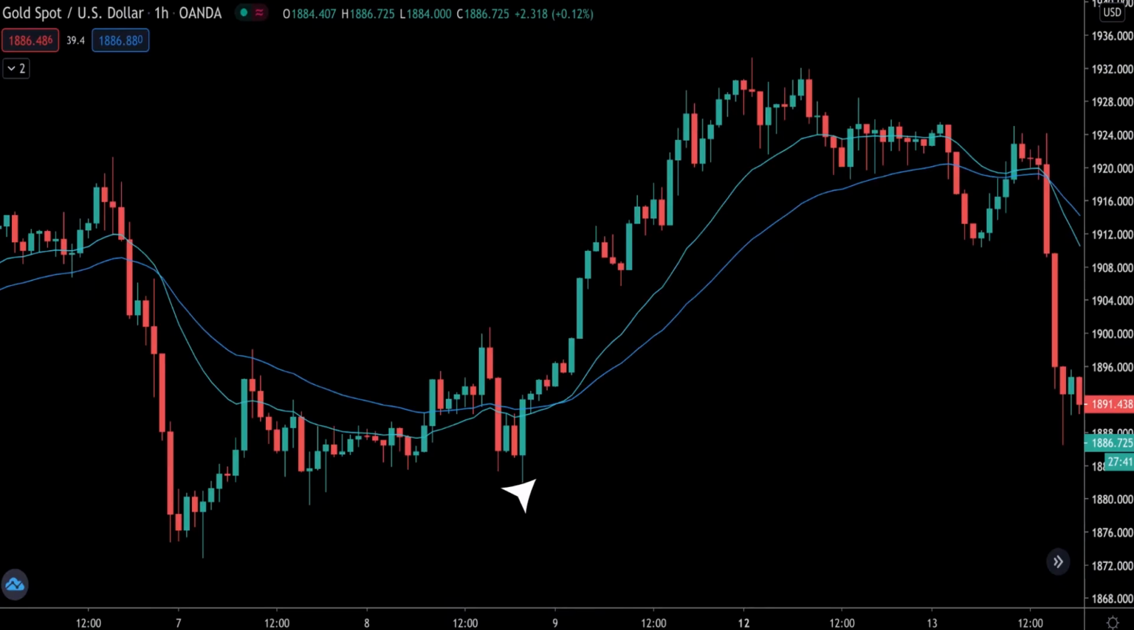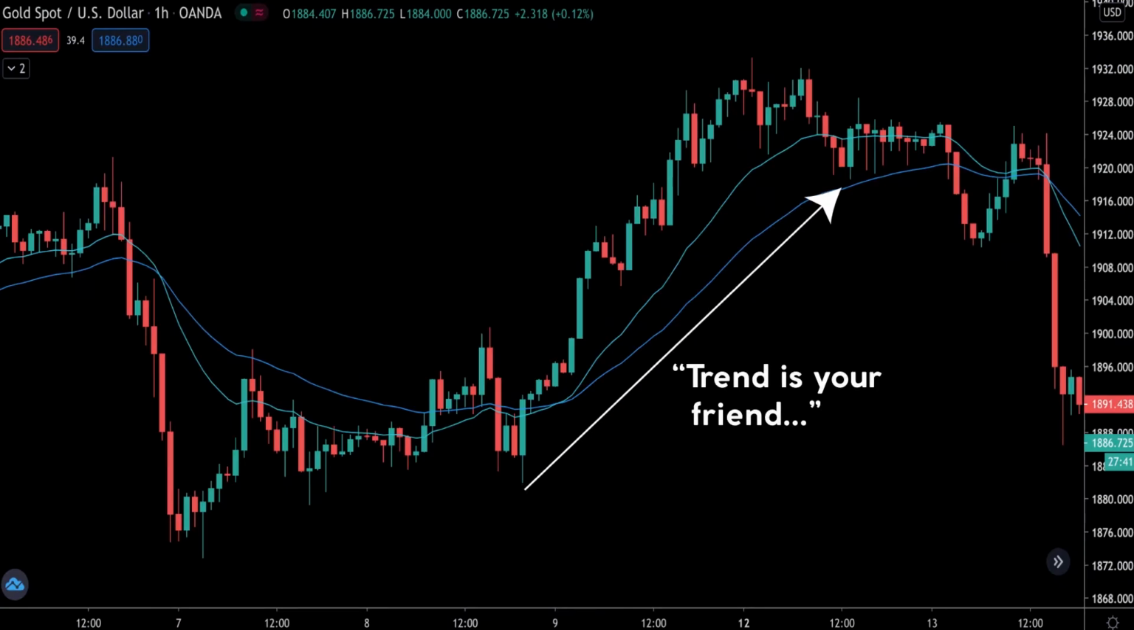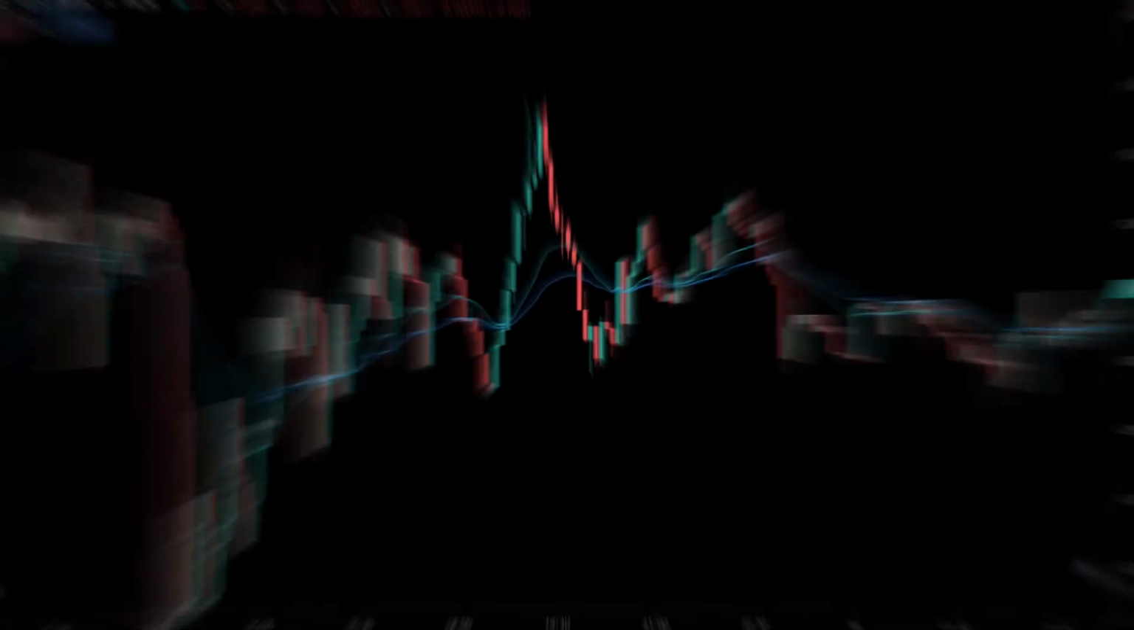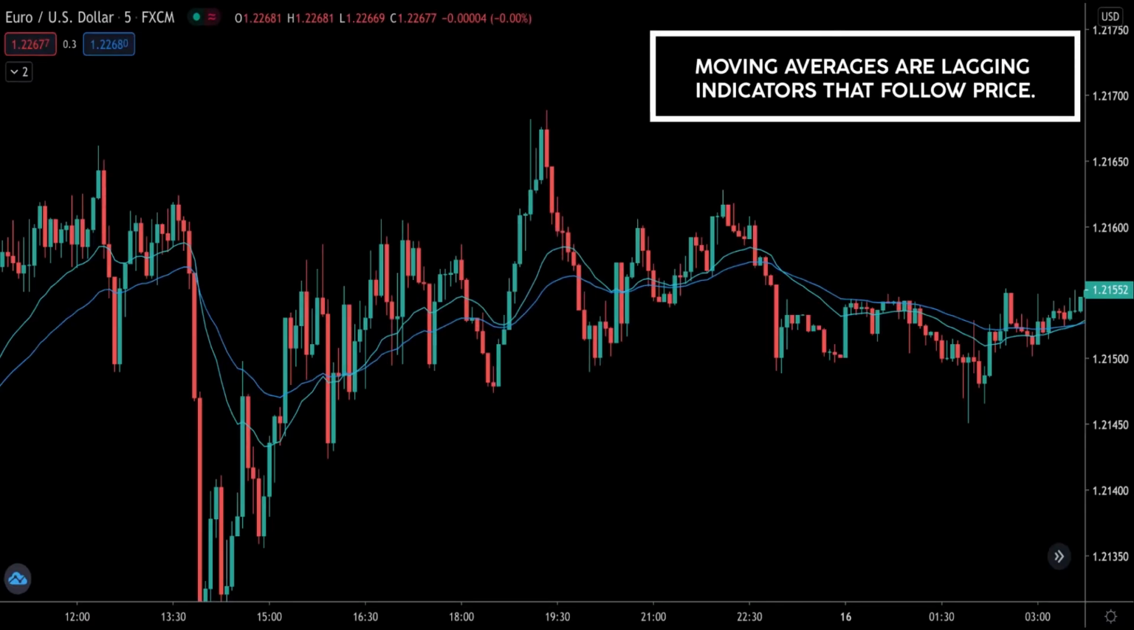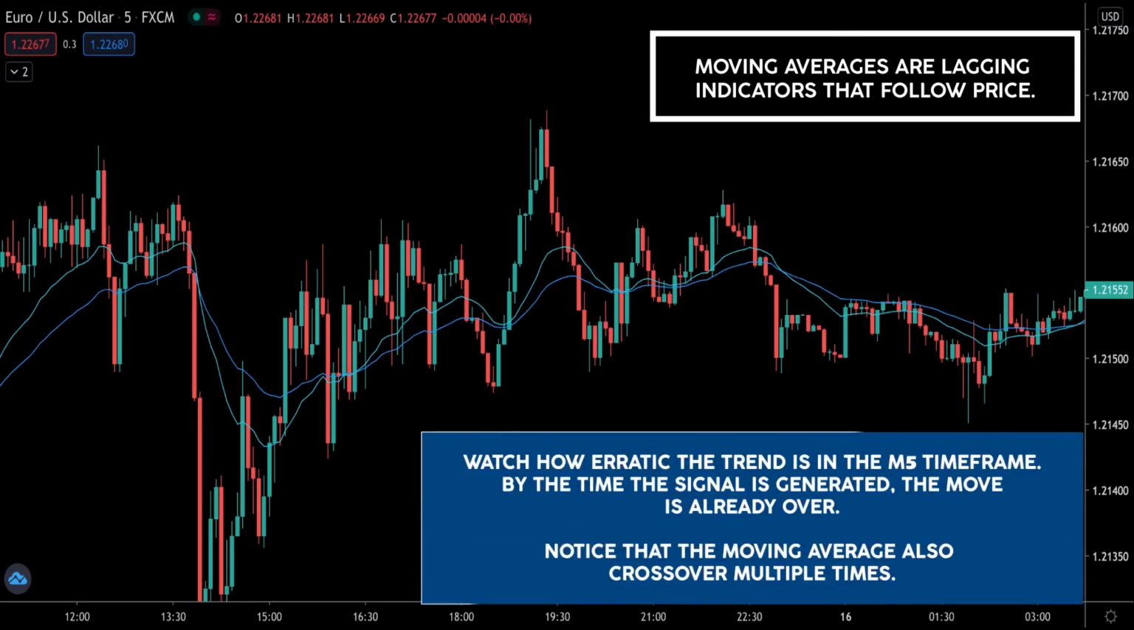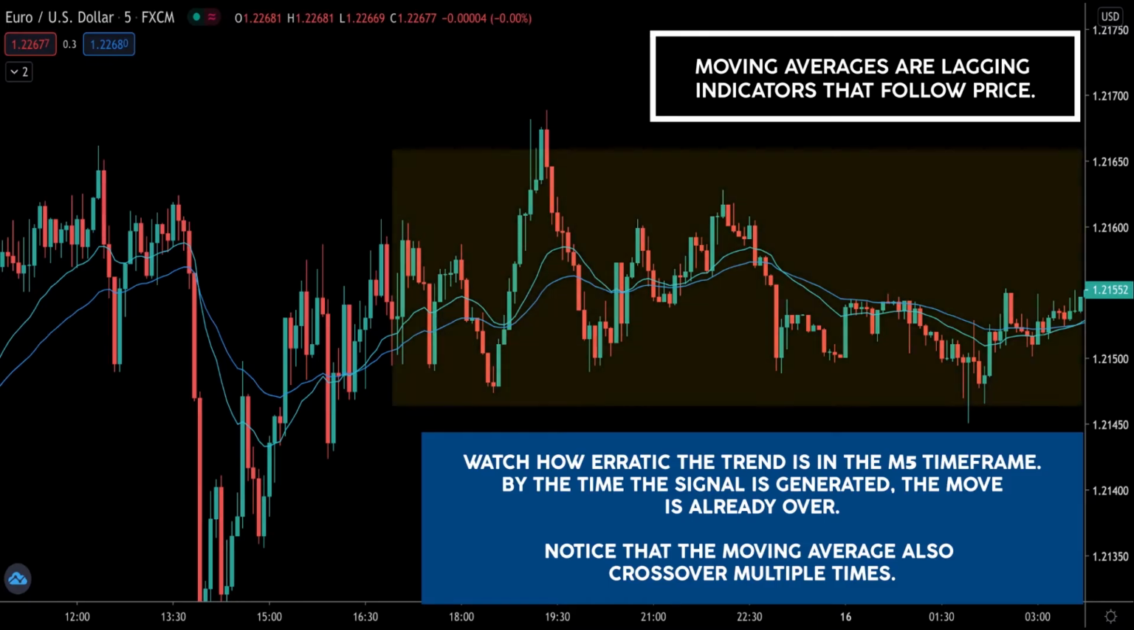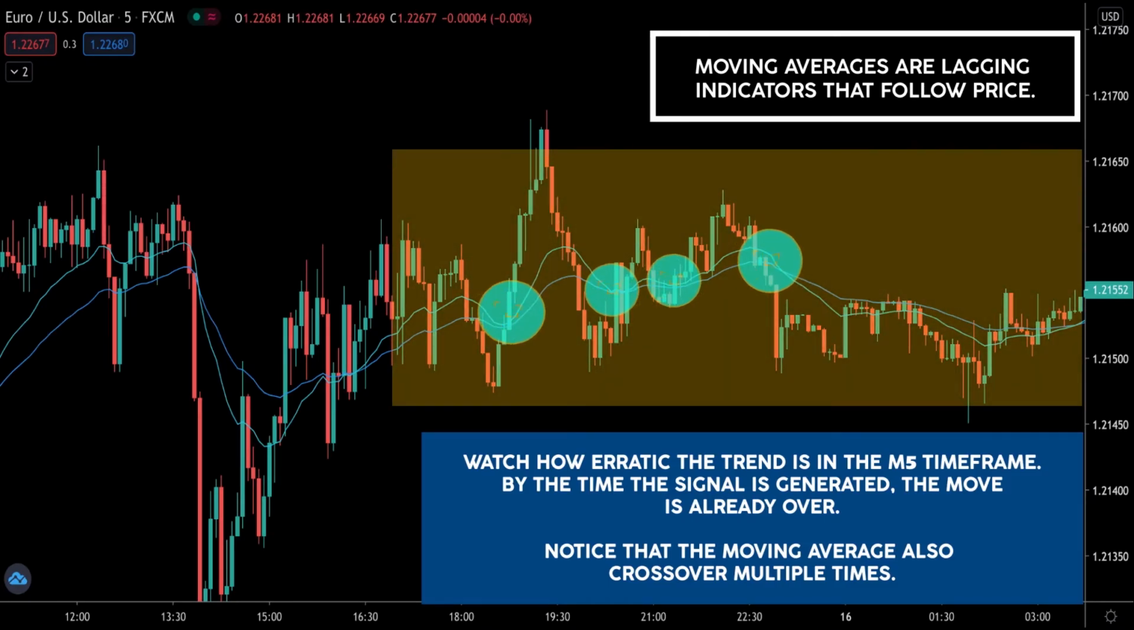Now, most of you have been taught that the trend is your friend, and that is why you want to use a moving average. That's not wrong, but that's not the entire truth either. Moving averages are lagging indicators that follow price, and thus they don't work on lower time frames where the trend is very erratic. By the time the signal is generated, the move is already over. In a ranging market, the moving average will also cross over multiple times, and you end up getting whipsawed if you keep alternating between buying and selling.